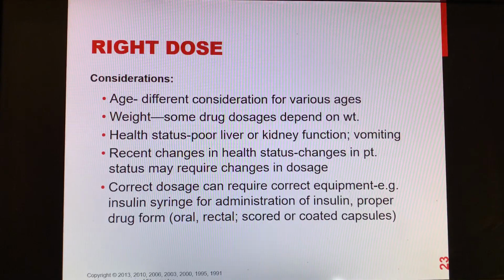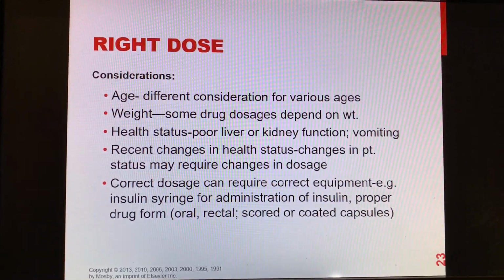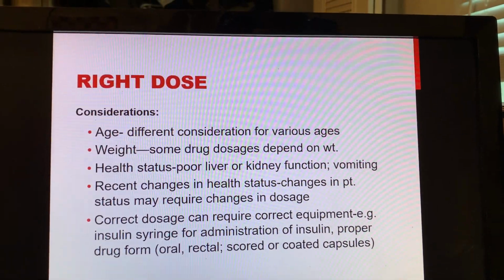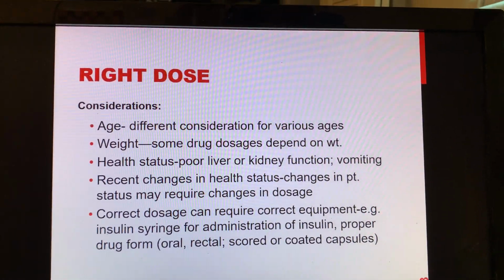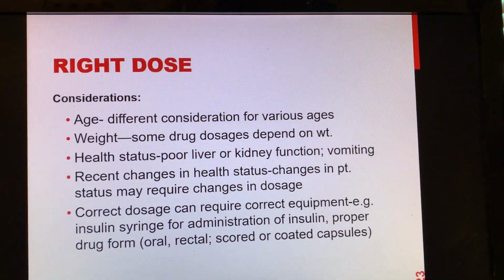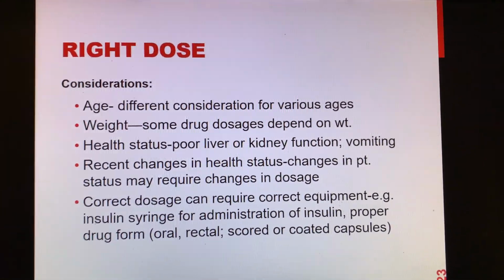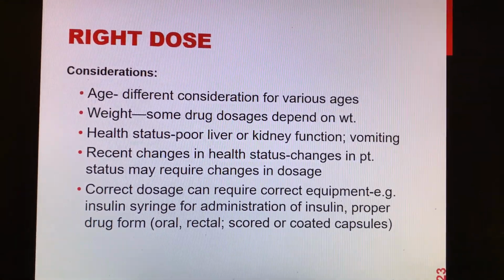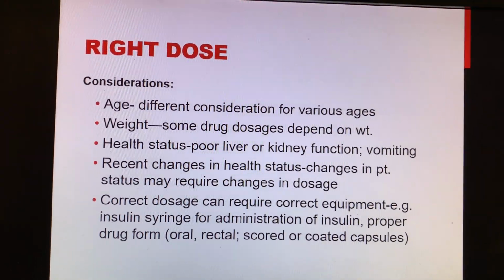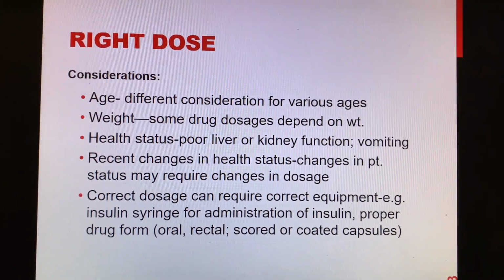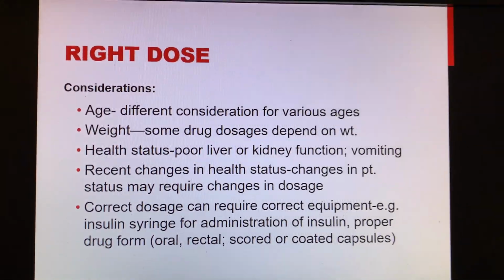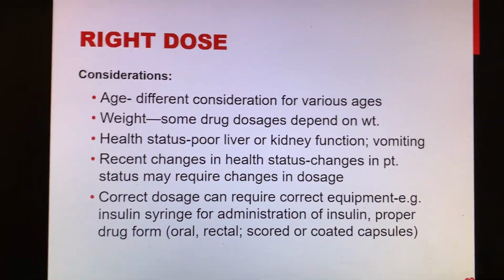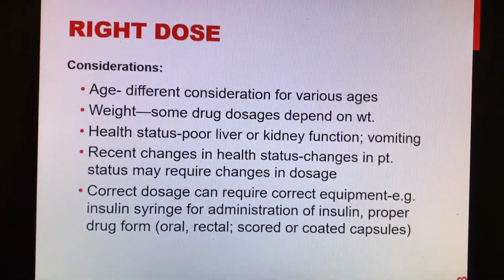And of course, we know that giving a correct dosage requires the correct equipment. If you want to give a patient insulin, we're not going to give it with a regular IM syringe. They have to have an insulin syringe that measures things in units. We need to make sure of the proper drug form. If somebody has a rectal medication ordered, we don't want to give them an oral medication. If a patient gets half a tablet, we want to make sure that that's a scored tablet to make it easy to cut in half. If a capsule is coated, enteric coated or sustained release, we don't want to break it or crush it.